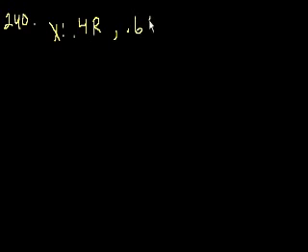We're on problem 240. Seed mixture X is 40% ryegrass and 60% bluegrass. Fair enough. Seed mixture Y is 25% ryegrass, so it's 0.25 ryegrass, and 75% fescue.